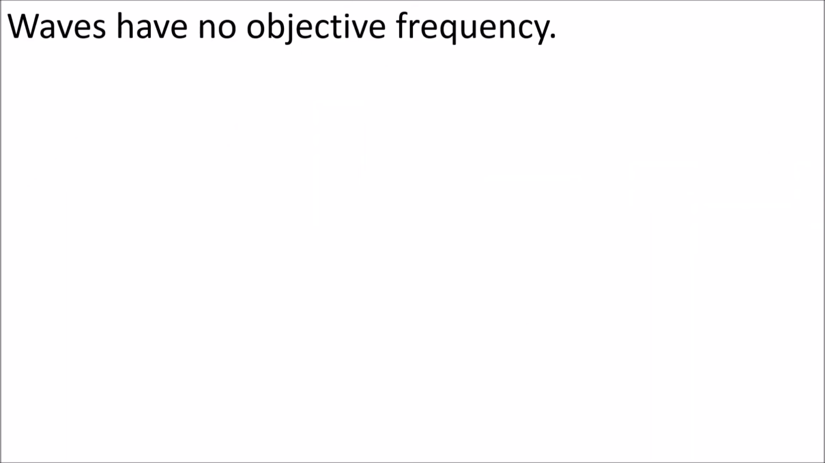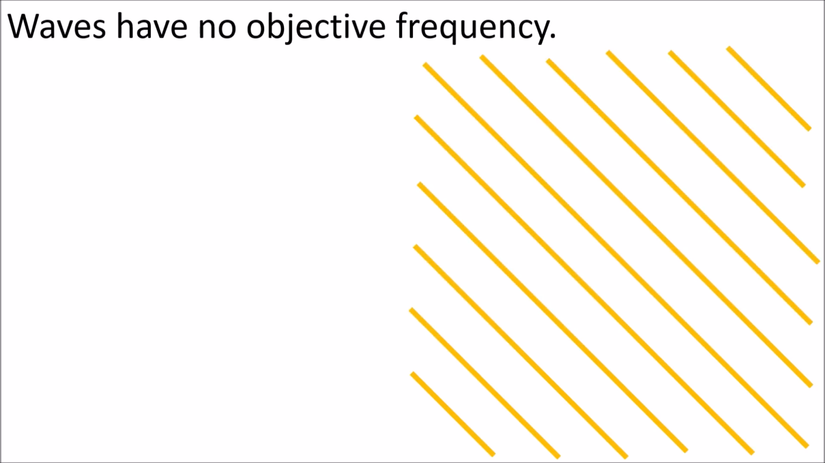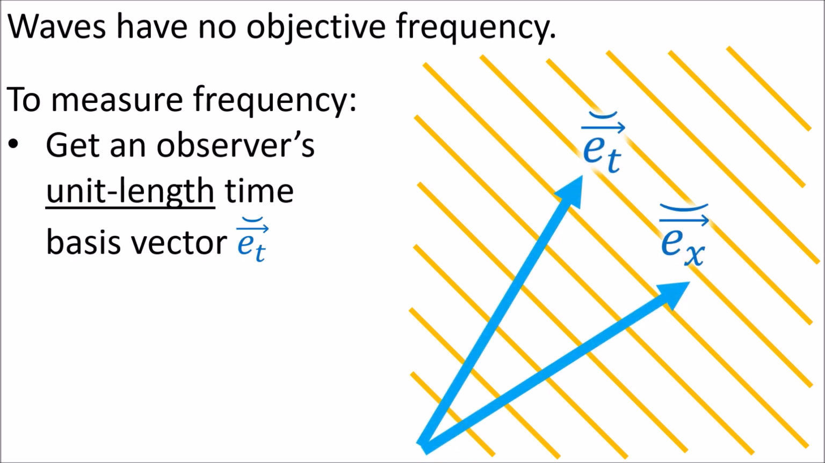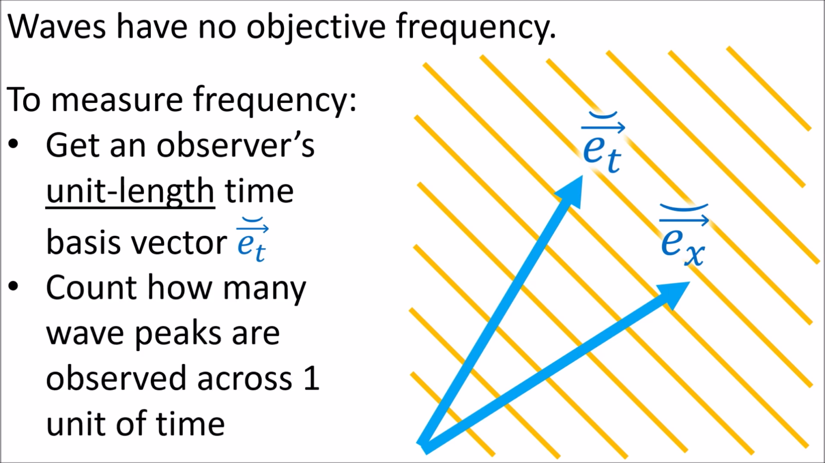Remember, light waves have no objective frequency value. To get a light beam's frequency for a specific observer, we need to grab that observer's unit length time basis vector, which represents 1 unit of time in their reference frame, and count how many wave peaks are observed across that 1 unit of time. This general approach allows us to understand frequency shift in all cases and in all reference frames.